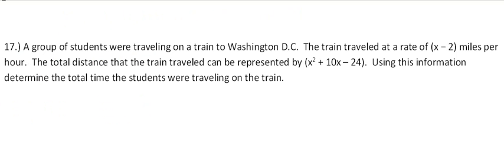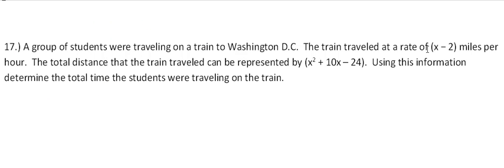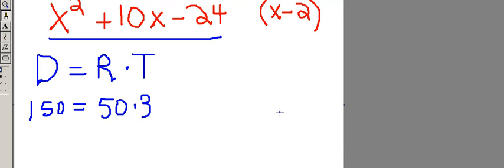Well, in the problem, they're telling us that our distance is x squared plus 10x minus 24. So this represents our distance. Okay? Well, they also tell us that the train traveled at a rate of x minus 2 miles per hour. This is our rate. So we're saying this distance is equal to this rate times, we'll label this t. Let's put a multiplication equal symbol here. So this is my distance equals my rate times time.